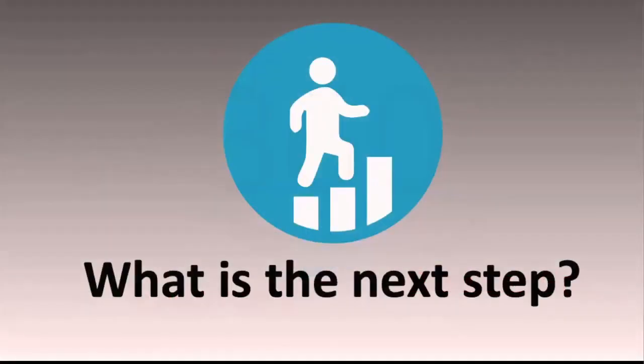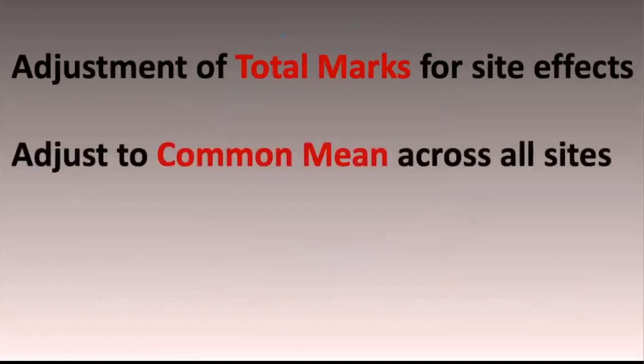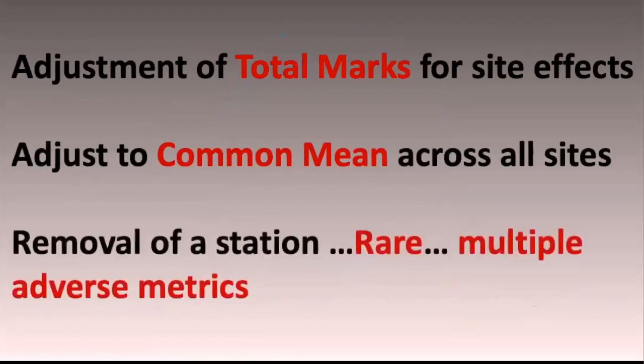So what is the next step? How do we use these results in order to improve our exam? We can adjust the total marks for site effects. We can also adjust to a common mean across all sites. And we might need to remove a station. However, this is very rare, and we can use this only if there are multiple adverse metrics that actually affect the student marks drastically.